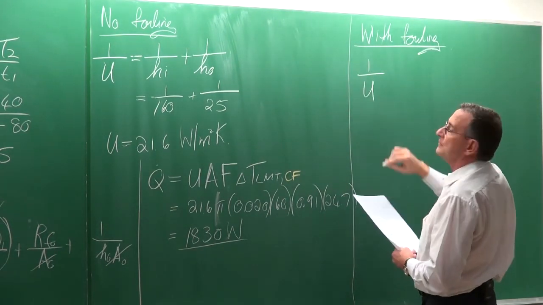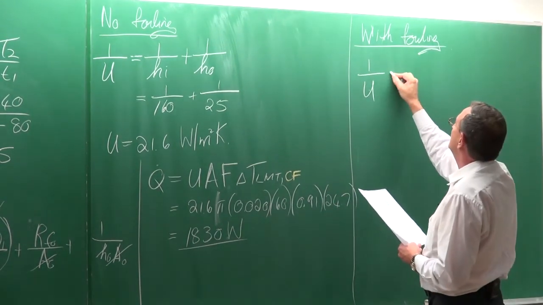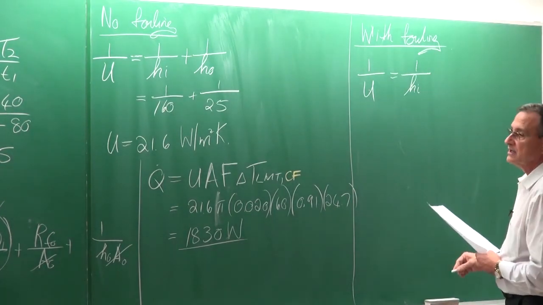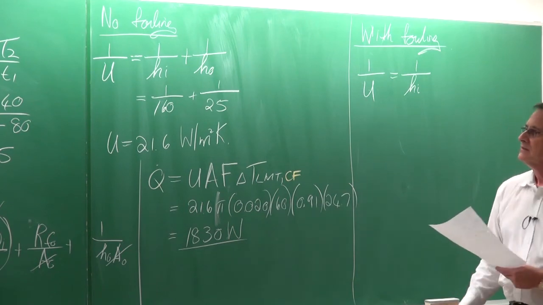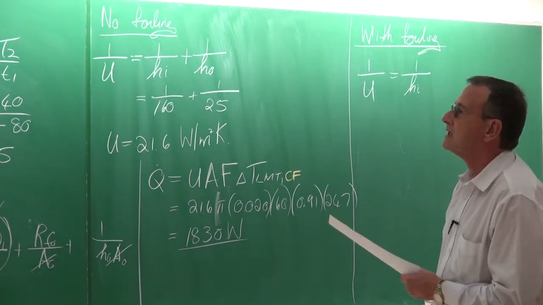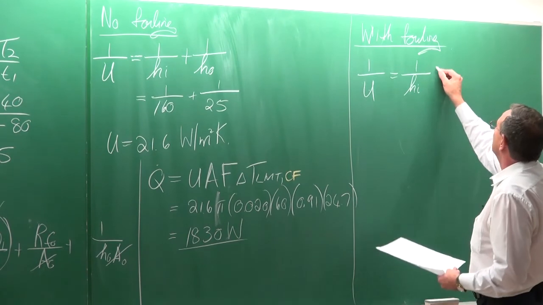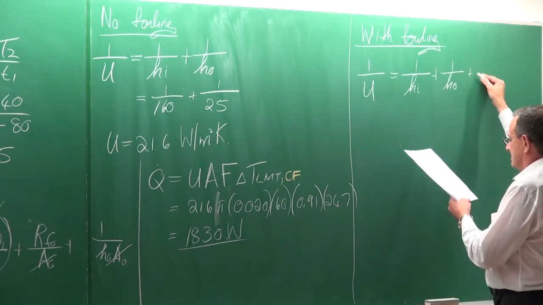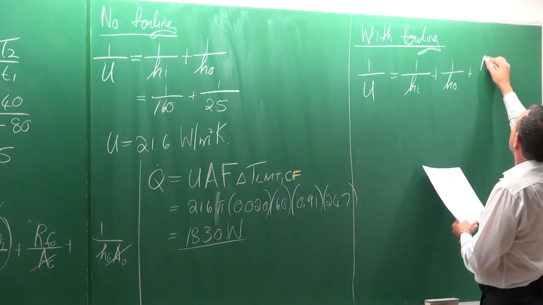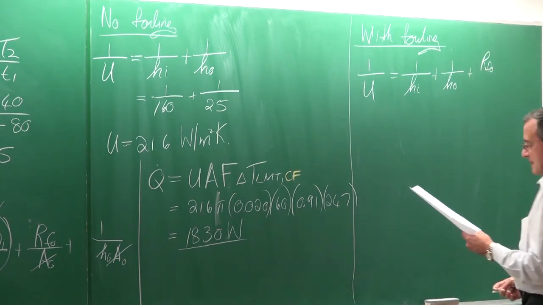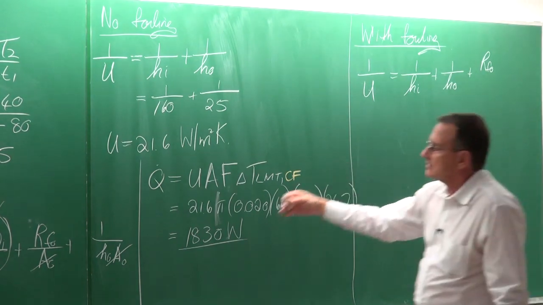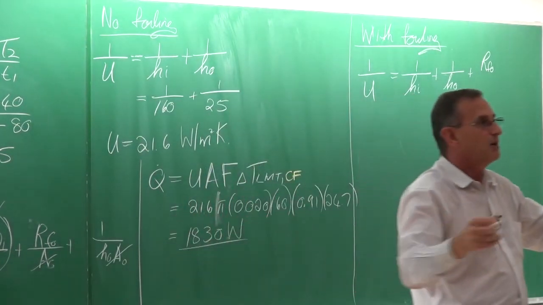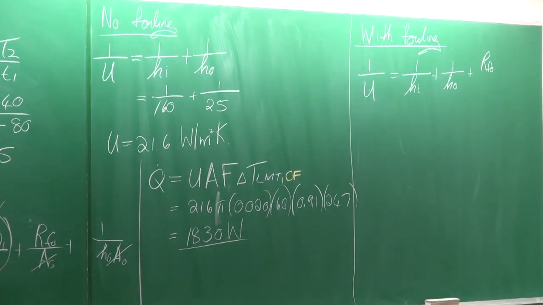we're going to have the equation 1 divided by U is equal to 1 divided by the heat transfer coefficient on the inside, plus the fouling on the inside, plus 1 divided by the heat transfer coefficient on the outside, plus the fouling on the outside. Remember, the area cancelled out because the inlet area and the outlet area is exactly the same. It is a thin-walled tube.